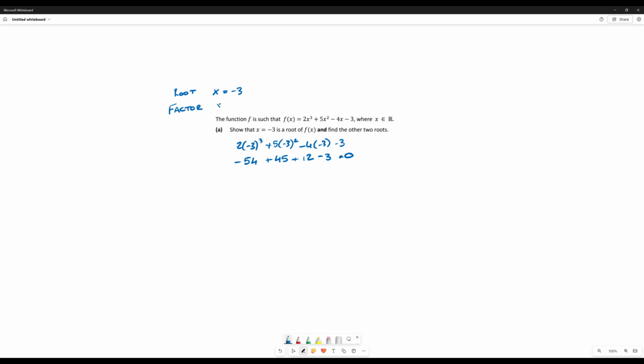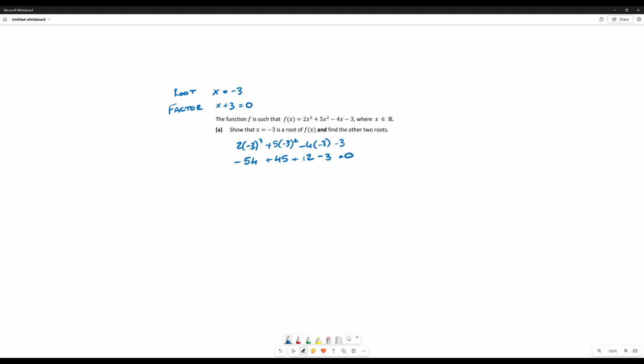What you do is, the root is where it's x equals, the factor is where it's equals to 0. So you'd have to bring the minus 3 across and make it a plus 3. And that would be the factor form. That root and that factor both stem from each other. One is a root, one is a factor. Root x equals, factor equals 0, right?